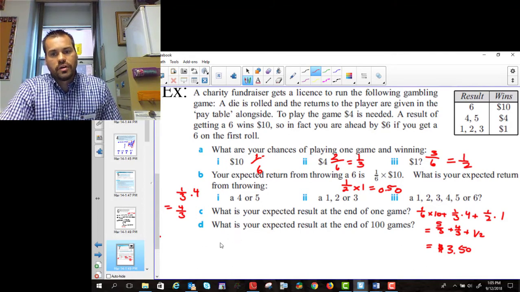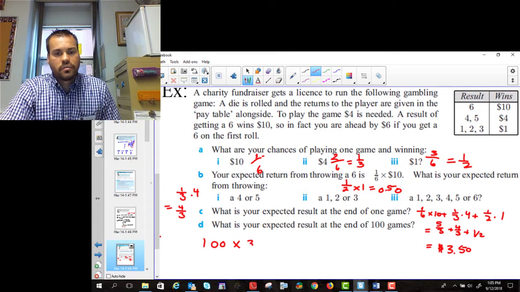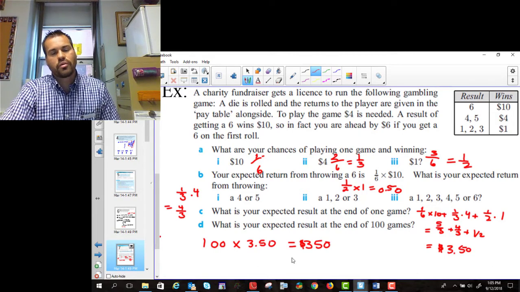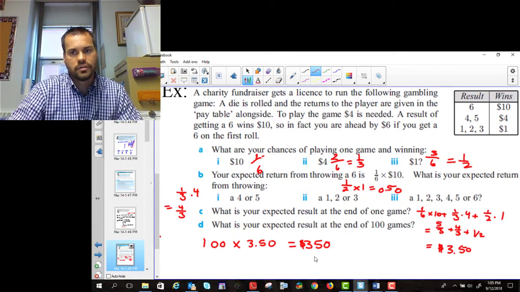All right, for the result of 100 games, we just take our expected return in one game, which is $3.50. We multiply it by 100, and we expect to make $350. Now, what did we pay? Well, to play, we paid $400, so we're going to lose $50 if we do it.